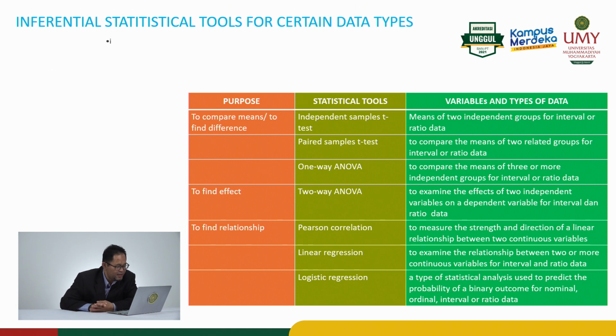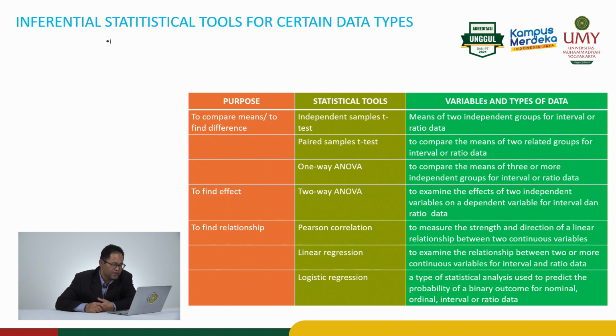And here I summarize some important points for you if you would like to make a research with your purpose. If your purpose is to compare means or to find difference, then the statistical tool you can use is the independent sample t-test. When you would like to do an independent sample t-test, then the data must be ratio or interval data.